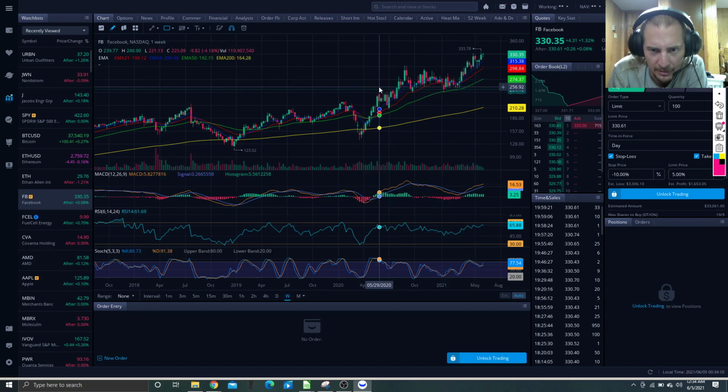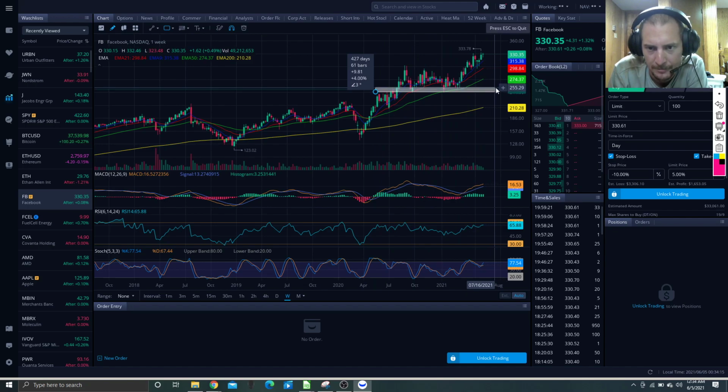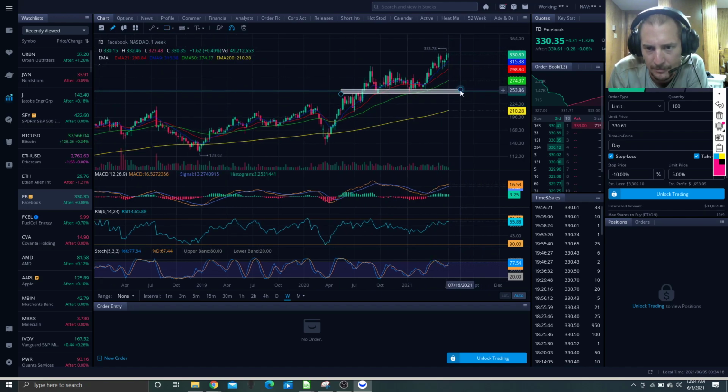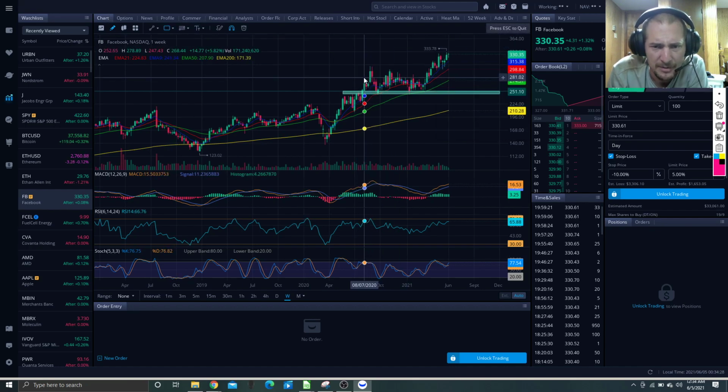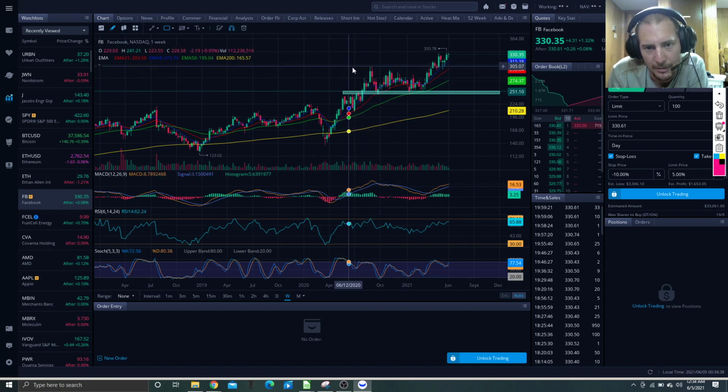So here looks like a really strong support level for Facebook. And I'm just going to go ahead and mark that. I'm going to color that green as a support. And you can do these colors whatever way makes you happy. Like maybe you want to use a different color for each time frame. Maybe you want to use a different color for your supports and resistances. It doesn't really matter. It's just whatever you are comfortable with.